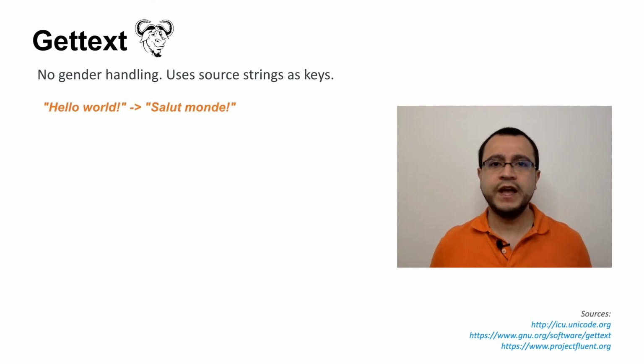On Gettext, we don't have gender handling. It uses source strings as keys, which generates bilingual catalogs. This means you bundle both the source and the target language. In this example, for the source language we have English with Hello World, that would act as the key or the identifier, and the value would be the French translation Salut Monde.